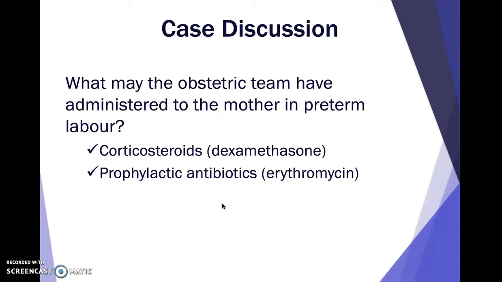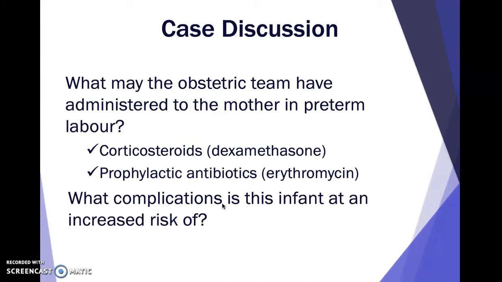She would also have been given prophylactic antibiotics such as erythromycin. This reduces the risk of perinatal infection and sepsis, specifically caused by group B streptococcus. Magnesium sulfate can also be used to provide neuroprotection, reducing the risk of cerebral palsy, etc., but this is less well established.